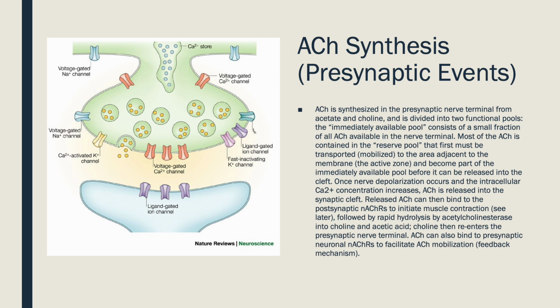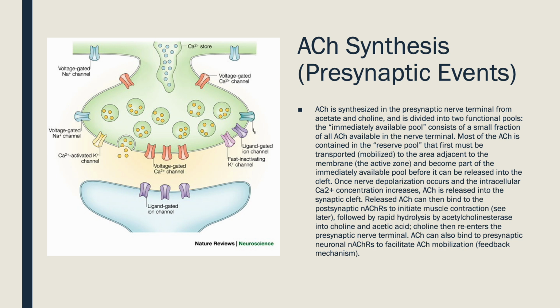Okay, so acetylcholine is synthesized in that presynaptic nerve terminal from acetate and choline. Choline is taken up by the presynaptic neuron through the high-affinity choline transporters, while acetate is derived from acetyl coenzyme A, produced in the mitochondria. These two molecules combine to form acetylcholine through the action of the enzyme choline acetyltransferase. Now, once it's synthesized, it's stored in those synaptic vesicles within the presynaptic terminal.